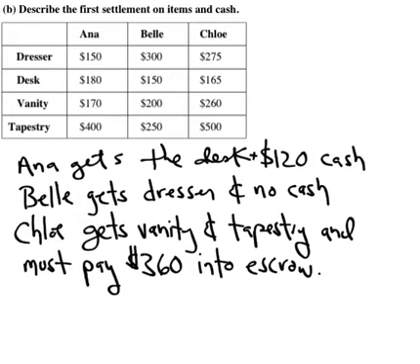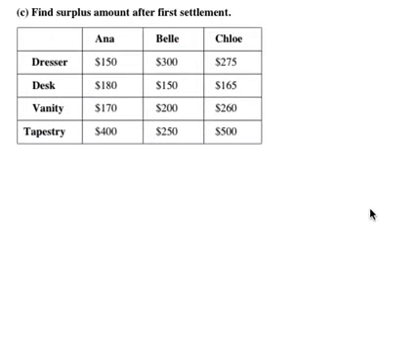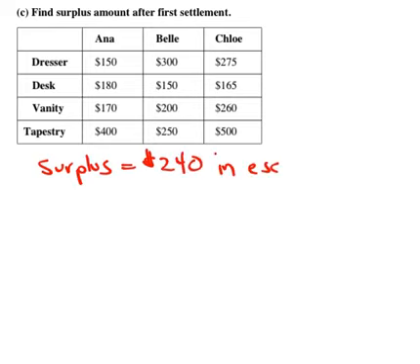Part C asks, find the surplus after the first settlement. Well, if I go back to the previous slide, 360 got paid into escrow, 120 came out, that leaves a balance of $240 in escrow. So what do we do with this extra money? And that comes into part D. Well, if we have an extra $240 and there's 3 players, then it makes sense to take the 240 and divide it by 3.